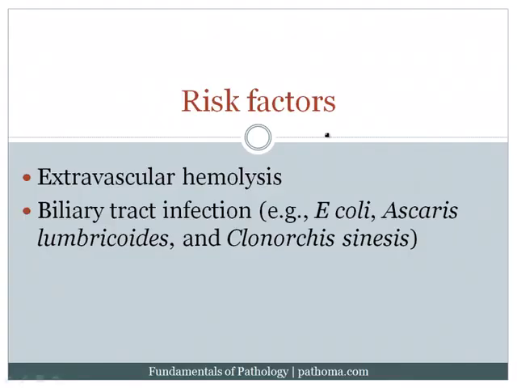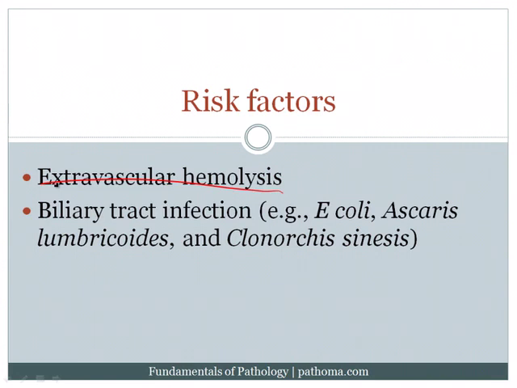Now, the risk factors for bilirubin stones are basically extravascular hemolysis. Again, in extravascular hemolysis, you get a large amount of production of unconjugated bilirubin by the reticuloendothelial system, in particular the splenic macrophages. Recall that the splenic macrophages, when they eat the red blood cells, break down the hemoglobin into heme and globin, and then the heme is broken down into iron and protoporphyrin. The iron is recycled, but the protoporphyrin is converted to unconjugated bilirubin.